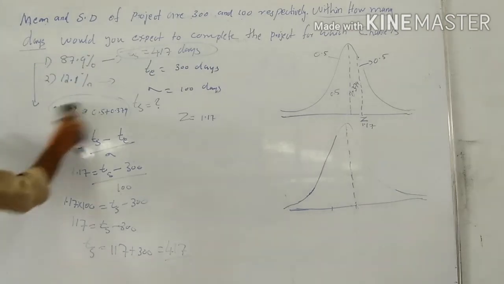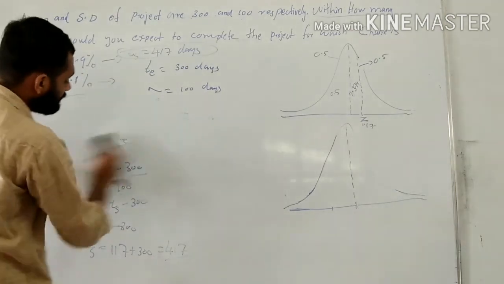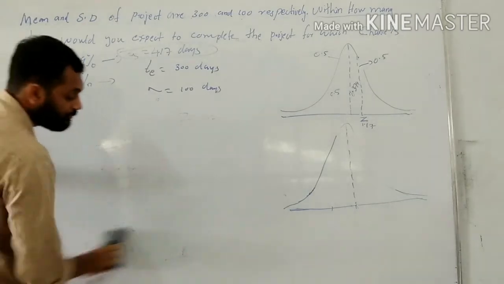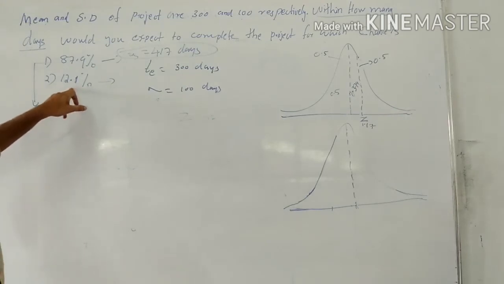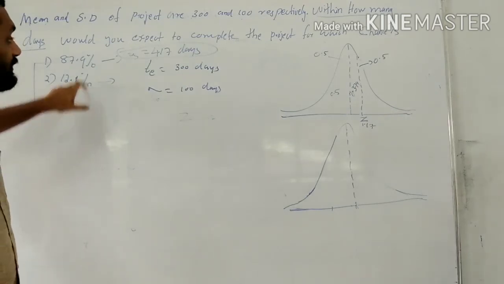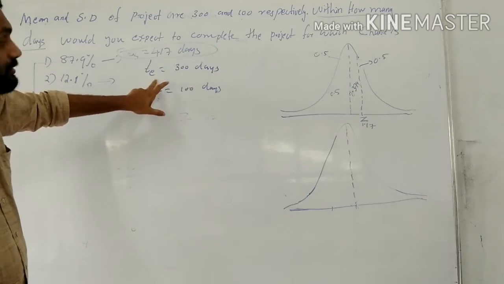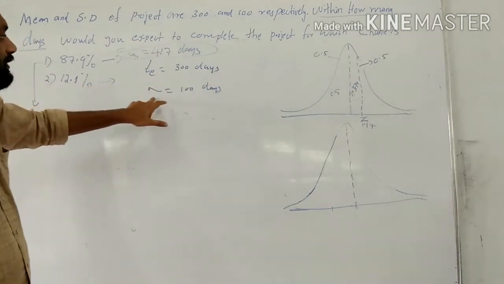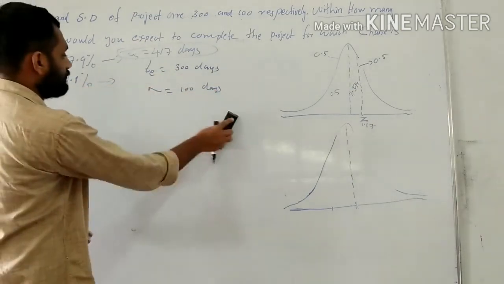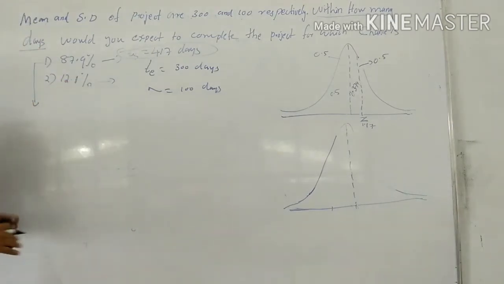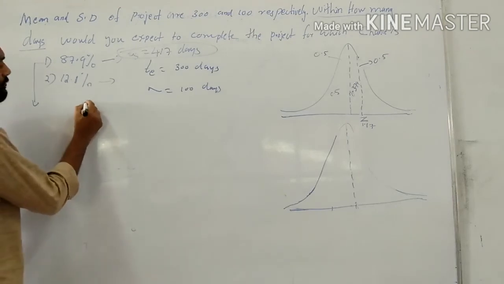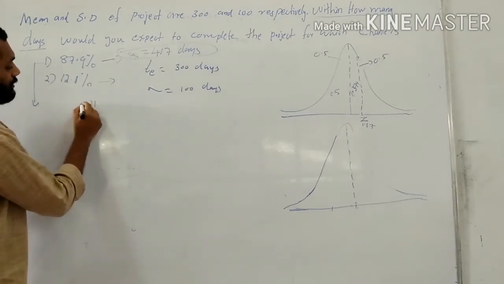Then the second one, 12.1%. What is the scheduled time of the project if the probability is 12.1%, with the expected duration of 300 days and a standard deviation of 100 days? When 12.1% is converted into probability, it is 0.121.